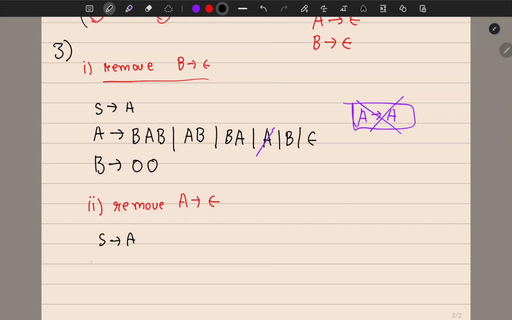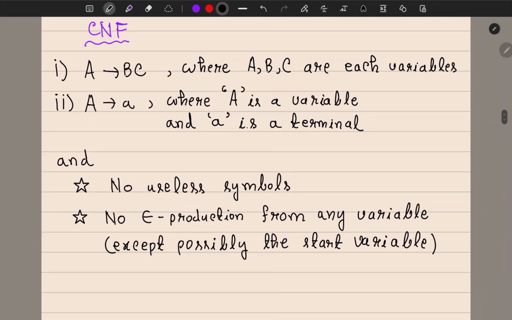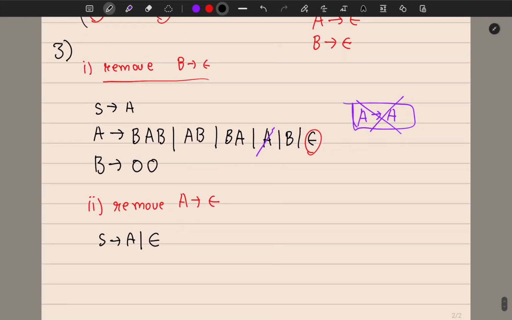S to A, we write it as it is. Now we will remove this epsilon from here. Where does A appear? A appears in S. So we consider A did not vanish, and we again consider A vanished. If it vanishes, it can produce a null variable. In the inherent rules, we said that only the start variable can have an epsilon production. So S can have an epsilon production and we cannot omit it, but we do have to omit it from here. It cannot be present on any variable except the start variable.